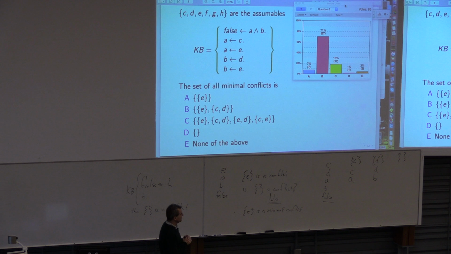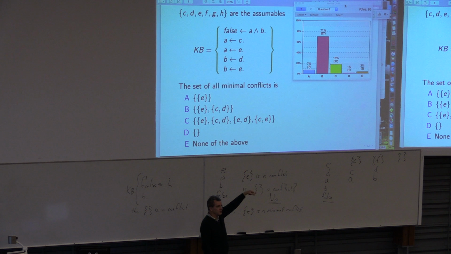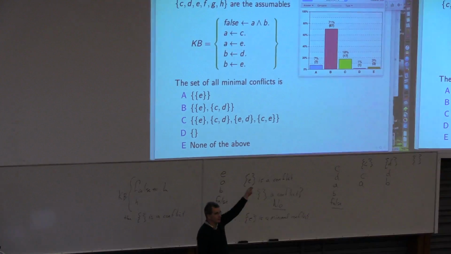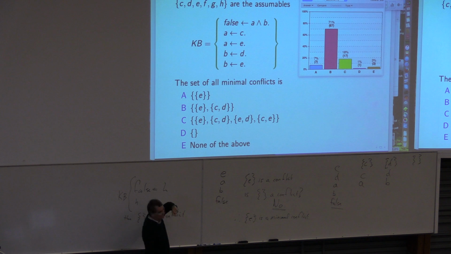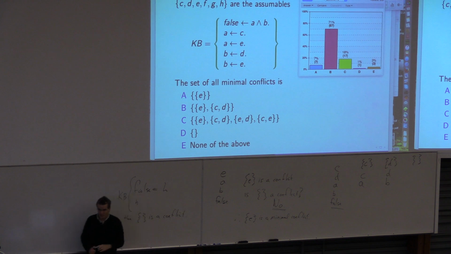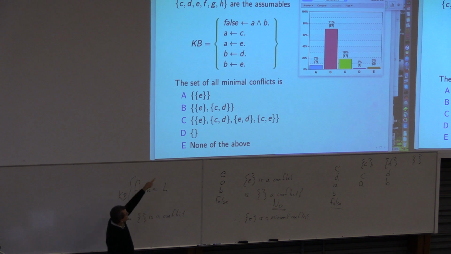All right, a few people said C. C is sort of an interesting answer because if you just try and prove false and collect up the assumables you get, sometimes you get E and D, sometimes you get C and E, sometimes you get C and D, and sometimes you get E. But E and D is not minimal because it's a superset of E. So C is not the right answer, because there is a smaller one that's also a conflict. I thought more people might say A, but C and D isn't subsumed by E. The answer here is B.